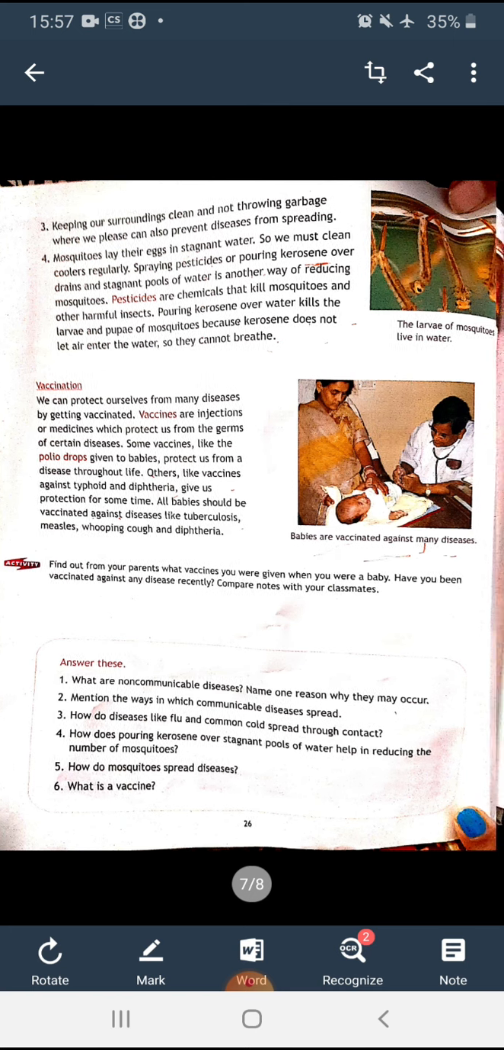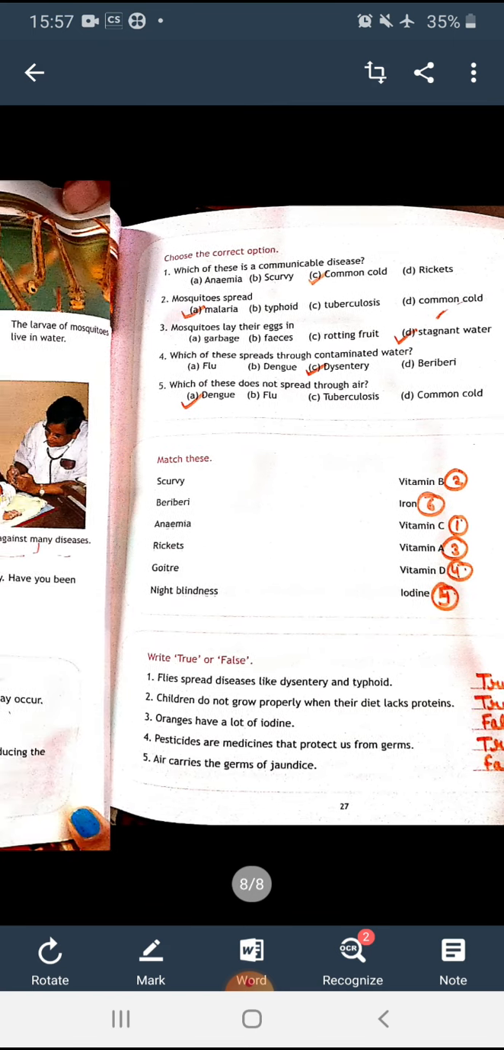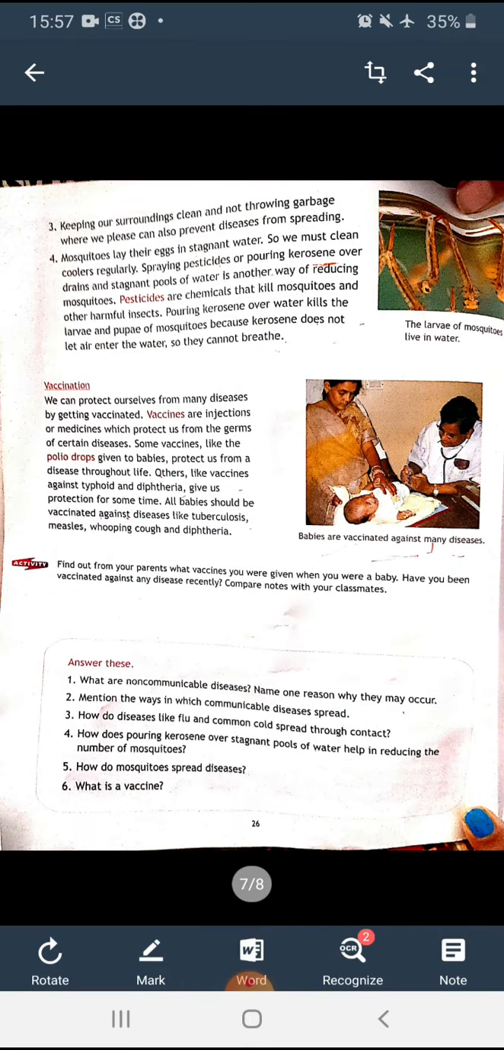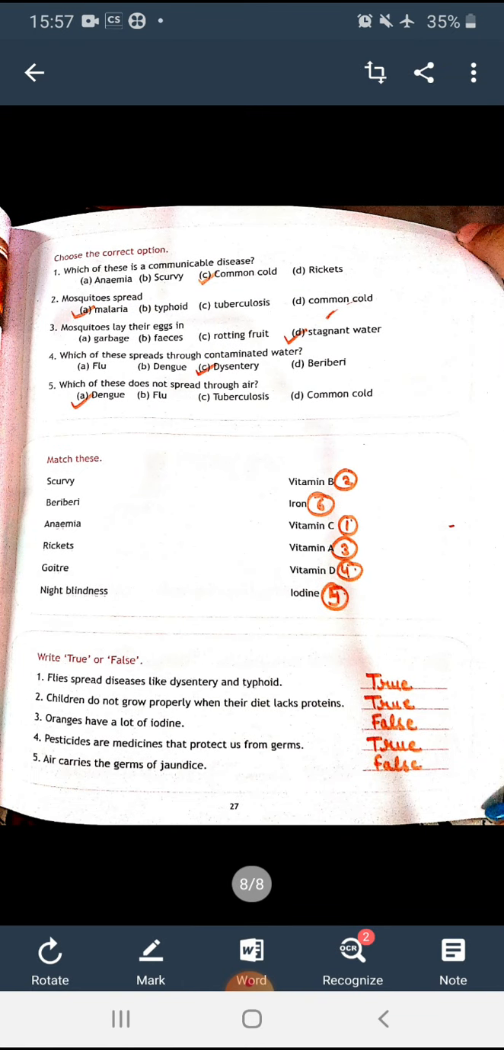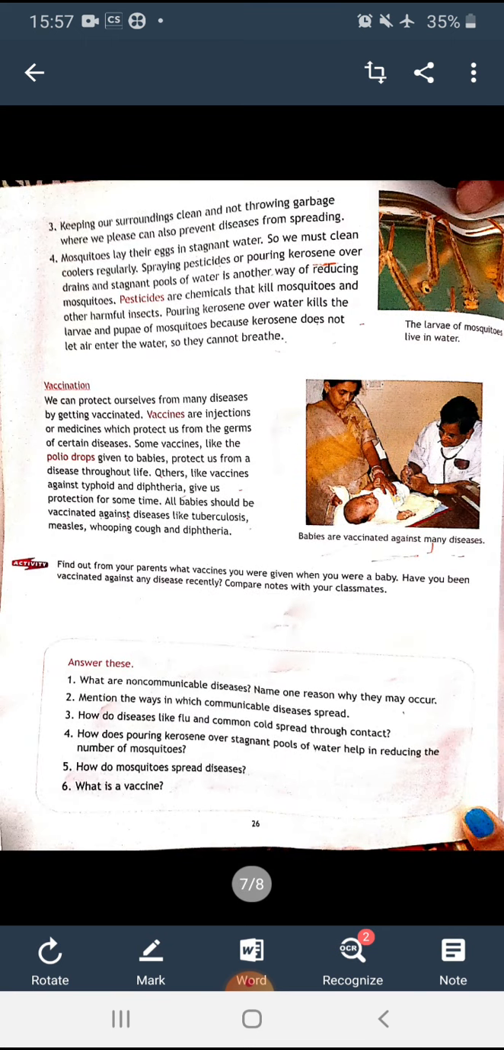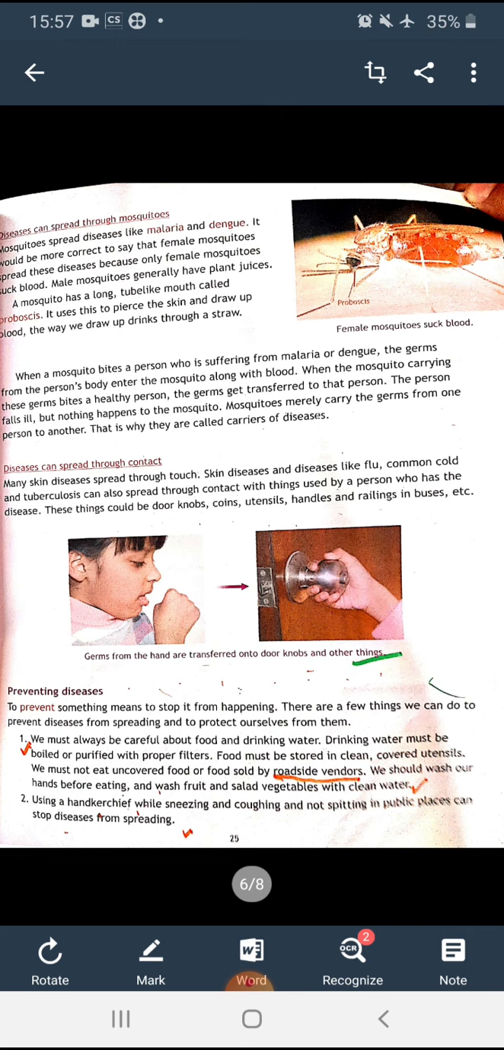So dear students, this is chapter number 5, diseases. You have to learn the back exercise, question answers of chapter 4 and 5. I will be taking the test of chapter 4 and 5, consolidated.